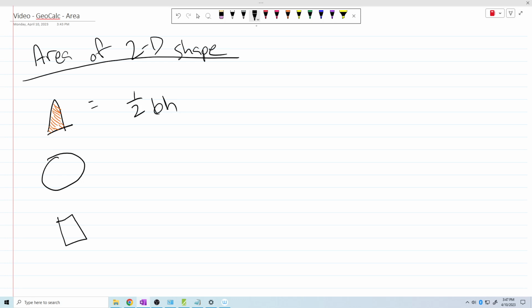But triangles, this is the formula for triangles. 1/2 BH, where the B means the base of the triangle, and the H means the height of the triangle. We'll be given what the base is and what the height is in the problems that we'll be working with. But let's say that this is 3 for the base, and let's say that this is 4 for the height.